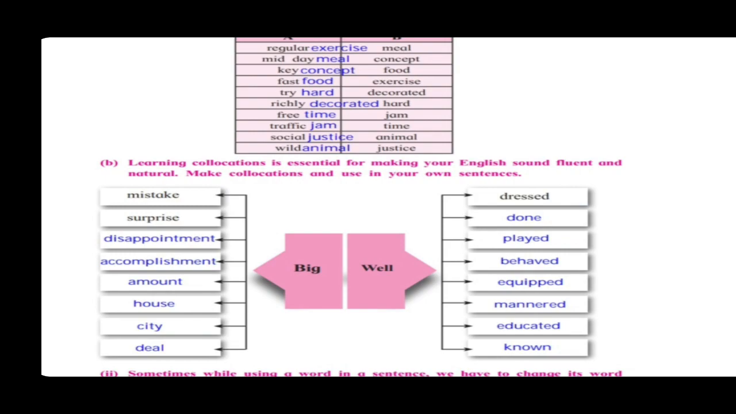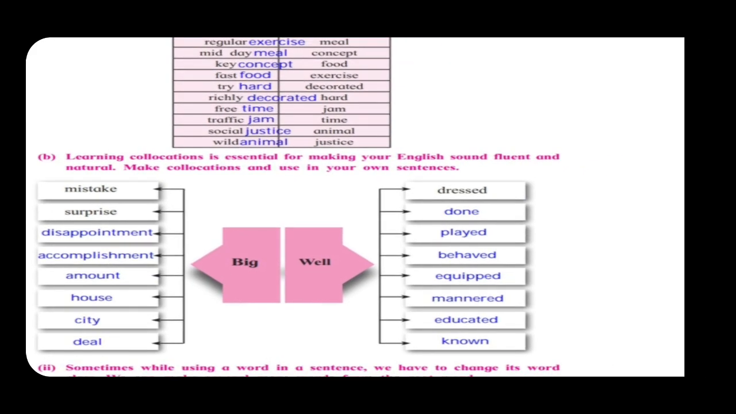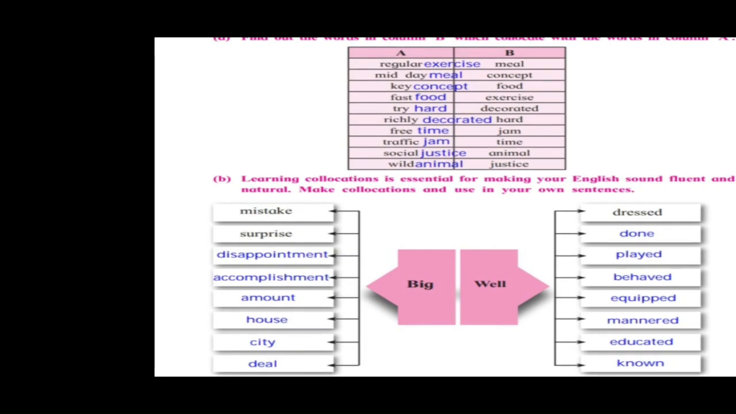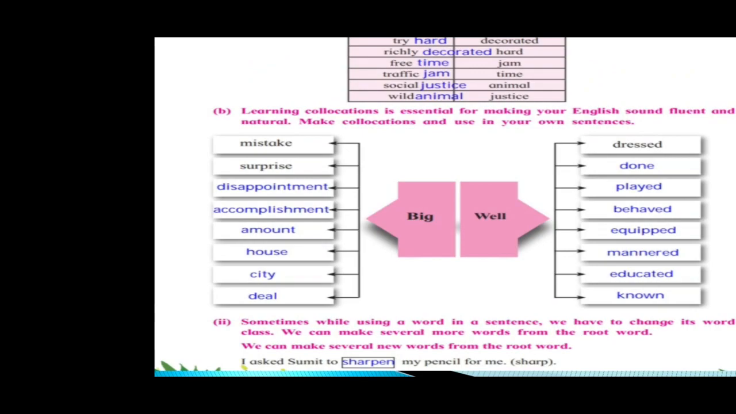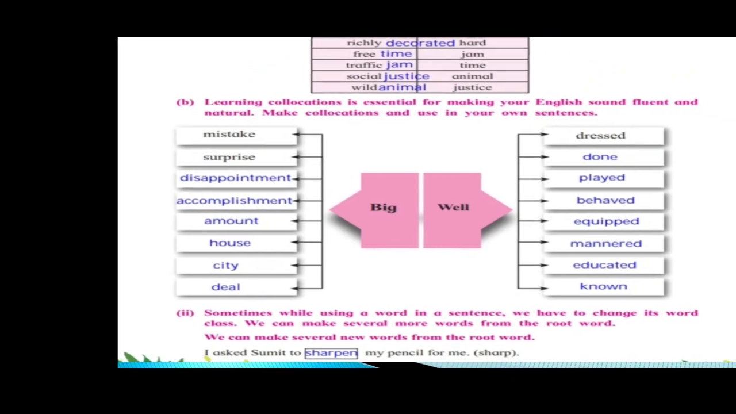Mistake, surprise, disappointment, accomplishment, amount, house, city, deal. Then well dressed, well done, well played, well behaved, well equipped, well mannered, well educated, well known. Or here the collocations we can make are big mistake, big surprise, big disappointment, big accomplishment, big amount, big house, big city, big deal.